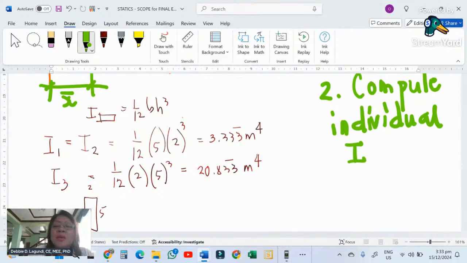Okay. The third one now is to compute for the I about the neutral axis. So here you have to use the transfer formula.